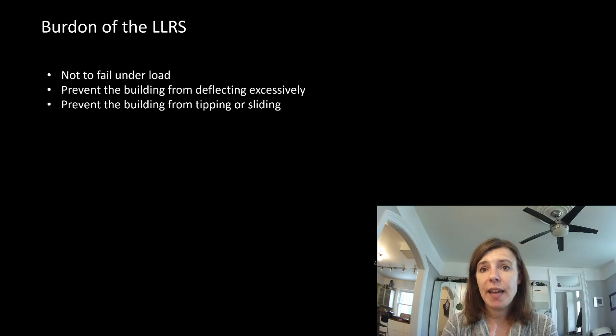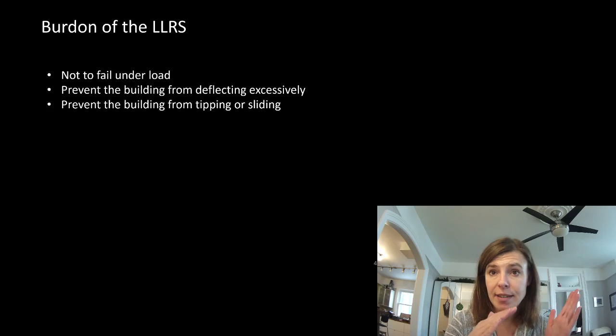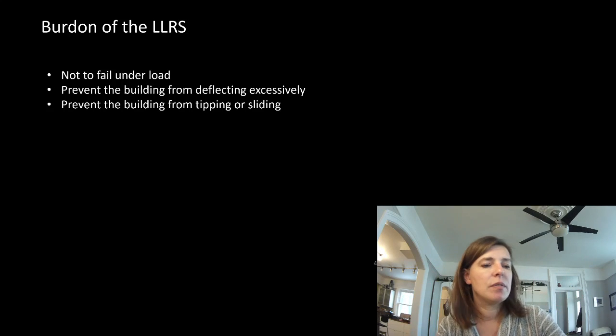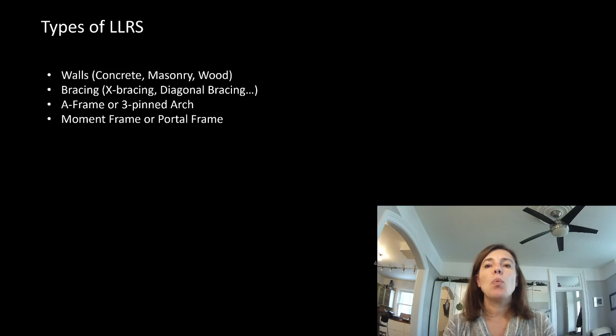Well, we need it not to fail under load. We need it to prevent the building from deflecting excessively. And we need to stop the building from tipping over. So what different types of lateral load resisting systems are there?